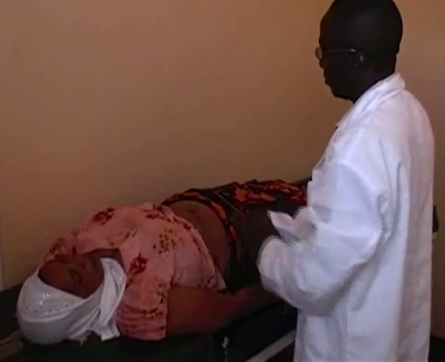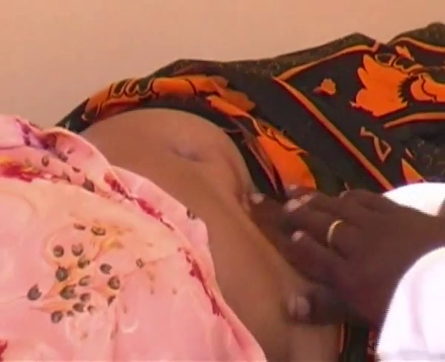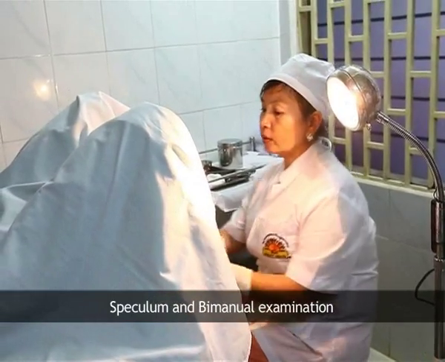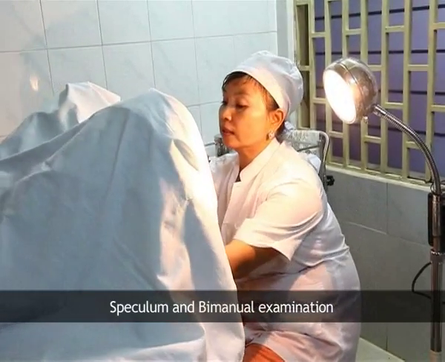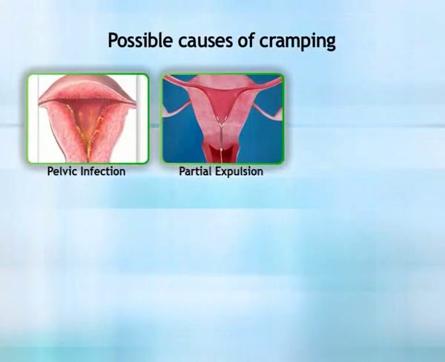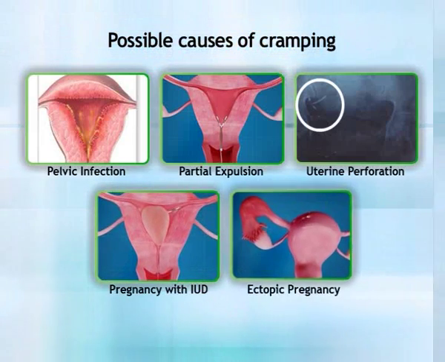The next thing we should speak about is cramps or pain during menstruation. Increased cramping or pain associated with menstruation is another common side effect. If these symptoms are severe or associated with other signs and symptoms that suggest they are not related to menstruation, a speculum and bimanual exam should be performed to check for underlying conditions that may cause cramping, such as pelvic infection, partial expulsion, uterine perforation, and intrauterine or ectopic pregnancy.